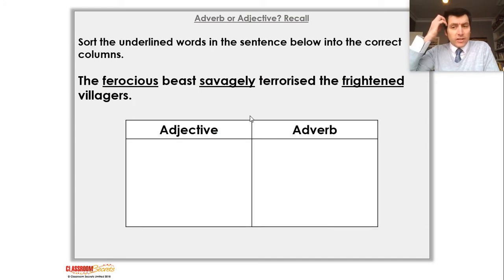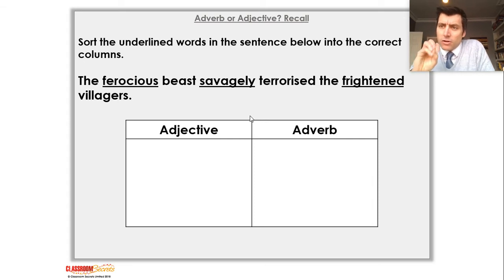Okay. Here we've got the idea of sorting between adjective and adverb. Okay? So which of these words, ferocious, savagely, and frightened, is an adverb and which is an adjective? Best way to identify this will be to look at the words which precede or follow the adjective or the adverb. So if we look at ferocious, it's followed by beasts. That makes me think that's a noun, beast. So that word before is going to be an adjective.